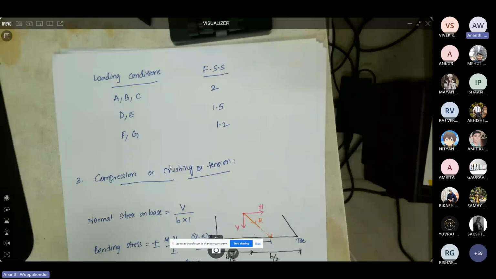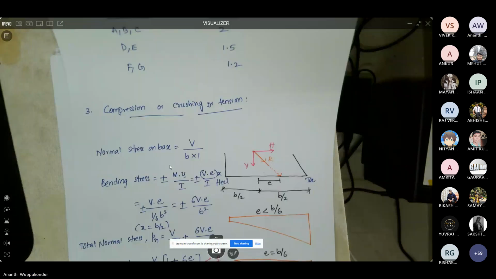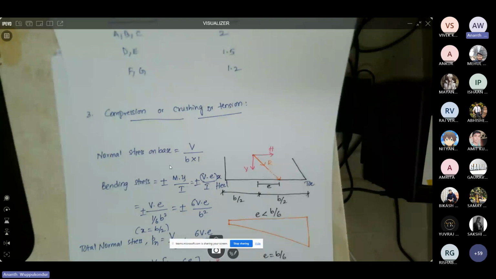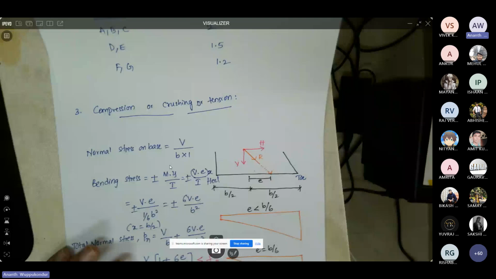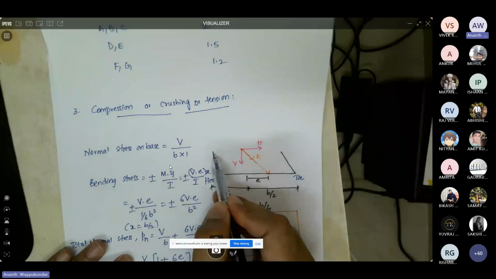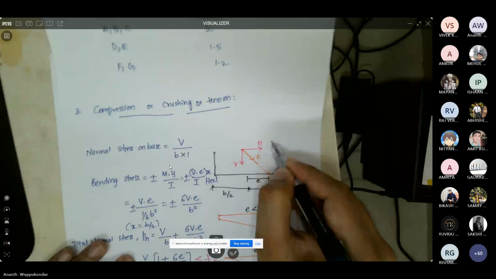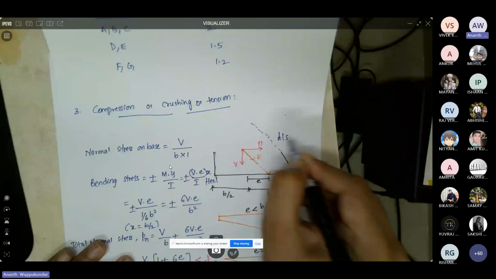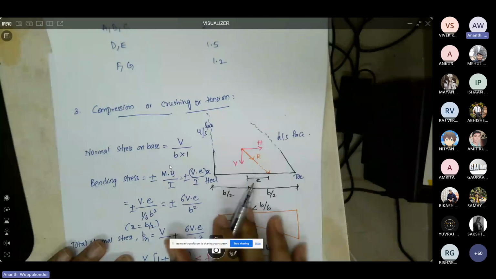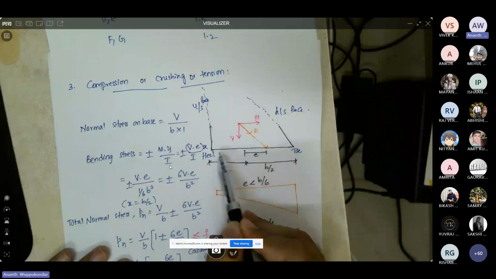So far we have seen overtopping and sliding, and the next one is compression or tension. In this case, we are going to consider the stress on the base of the dam. So let's say this is the base of the dam. This is the downstream face of the dam, and this is the upstream face of the dam. Right. So we are looking at the base of the dam, and we want to calculate what are the stresses acting on the base of the dam.